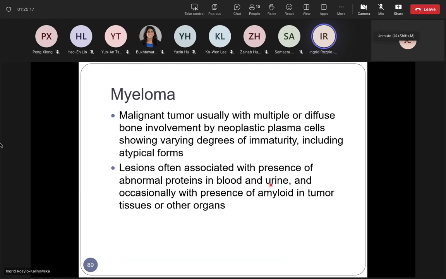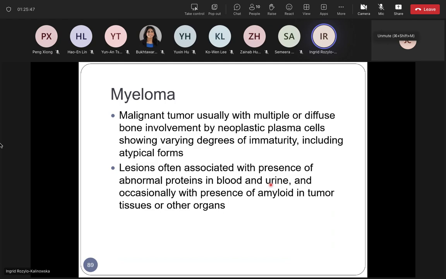Myeloma, this is very interesting, and I think that you should remember this one definitely, because this is a tumor derived from plasma cells of bone marrow. So the lesions are usually multiple. However, a single plasmacytoma, so a single site of plasmacytoma as a radiolucency is also possible, but with time, if not treated, it will turn to a plasmacytoma with multiple locations.